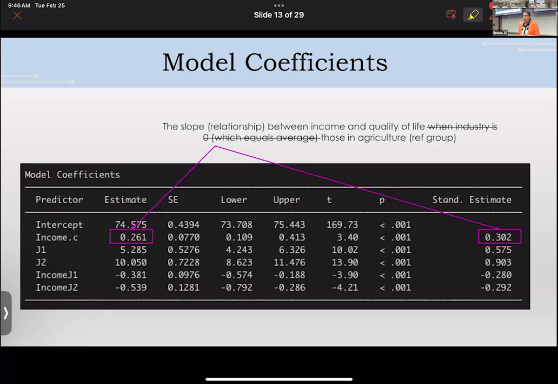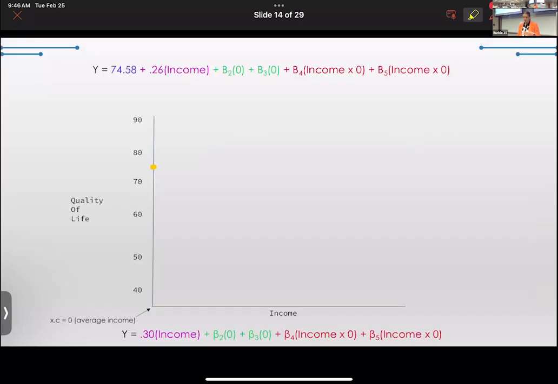Let me show you why that is with the equation. Here's that 0.26. I put in zeros for everything else. What happens to all of these terms? They go away, right? So 0.26 is the slope between income and quality of life only when we plug in zeros here. And what does it mean to plug in zeros here? Reference group. So that's the slope between income and quality of life for the reference group.